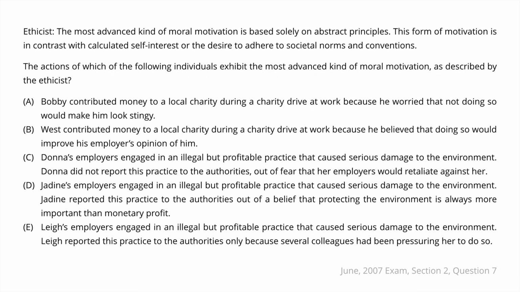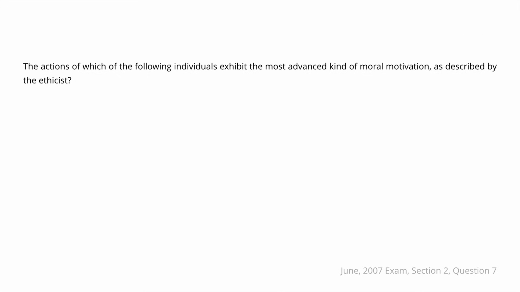So again, we want to start by looking at the question stem. This one says, the actions of which of the following individuals exhibit the most advanced kind of moral motivation as described by the ethicist? So I know that in this case, my job is not to look for an argument in the stimulus and to look for reasoning issues in that argument. Instead, my job is to figure out as best I can exactly what this ethicist means when he says the most advanced kind of moral motivation. And then really the key task of this problem is taking that simple understanding and critically evaluating each of the answer choices.